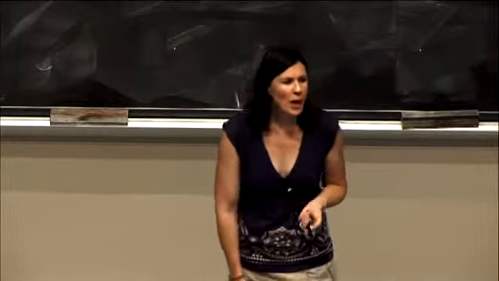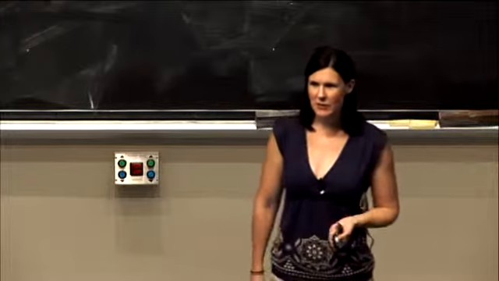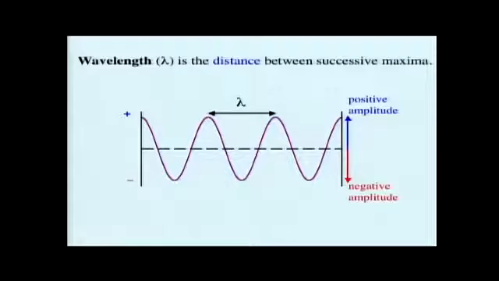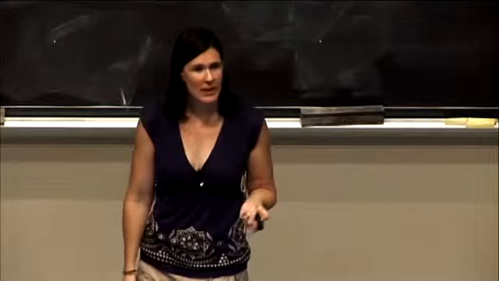So other properties of waves that you probably are all familiar with, but I just want to review, is the idea of a wavelength. If we're talking about the wavelength of a wave, we're just talking about the distance between successive maxima. Or, of course, we can also be talking about the distance between successive minima. Basically, we can take any point on the wave, and it's the distance to that same point later on in the wave. So that's what we call one wavelength.